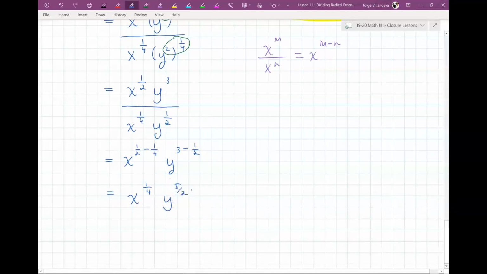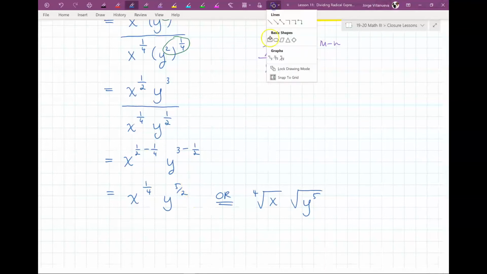Now that's a perfectly good answer. Or if they want you to write it in terms of radicals, x to the 1/4, that's a 4th root of x. And y to the 5 halves, that's a square root of y to the 5th. Remember, the power, the 5, is the power and the 2 is the index, right? So that's why I wrote it like that. So either answer should be good.